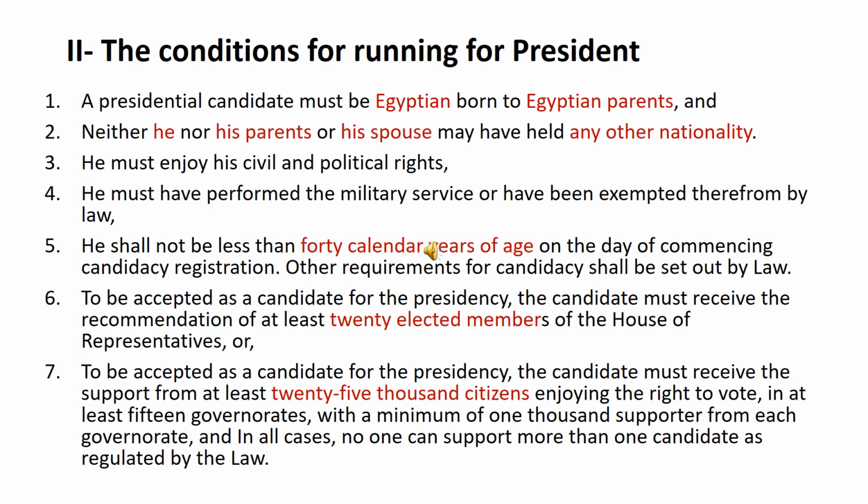Option number 2 is, if he cannot get option number 1, then he is going to get endorsements and support from at least 25,000 citizens in Egypt, and these 25,000 must be from at least 15 different governorates in Egypt, and each governorate cannot have endorsements of less than 1,000 in order for him to be accepted as a potential candidate to run for presidency.